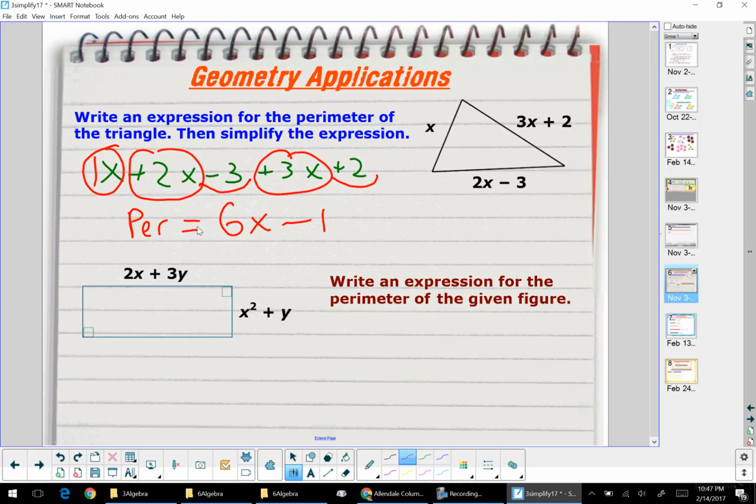Don't fall into the temptation of trying to say that 6x minus 1 is 5x, because unfortunately this 1 back here doesn't have an x on it, and this 6 does. So those two are not like terms. This is as simple as that one's going to get.